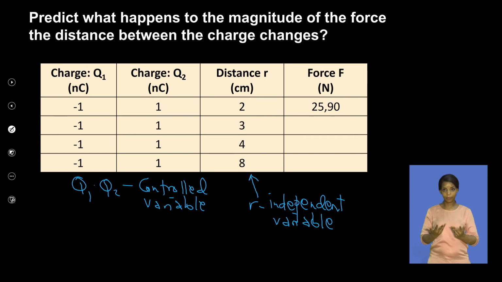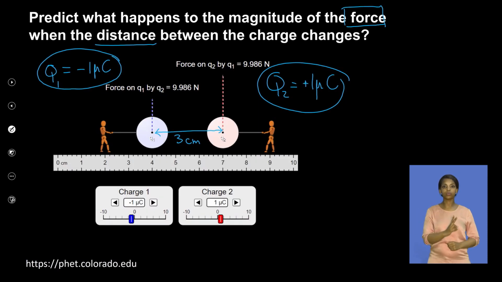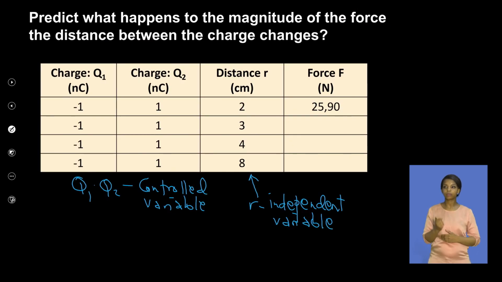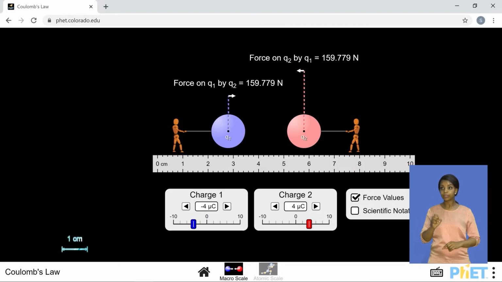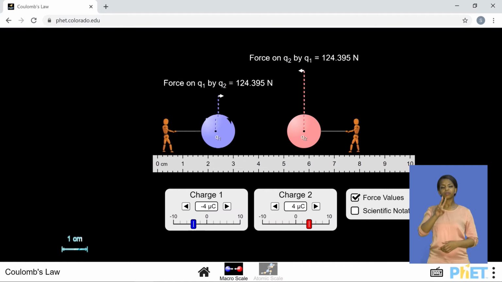Q1 and Q2. So if we go back to our previous slide, you'd realize that when the charges are -1 and +1 and the distance is 3 centimeters, the force is actually 9,9, which is approximately 10. So this is what it says here, but if it's 2 centimeters, it's going to be that. Let's actually go to our simulation and check what happens if it's actually 2 centimeters. So 2 centimeters, very careful about that.